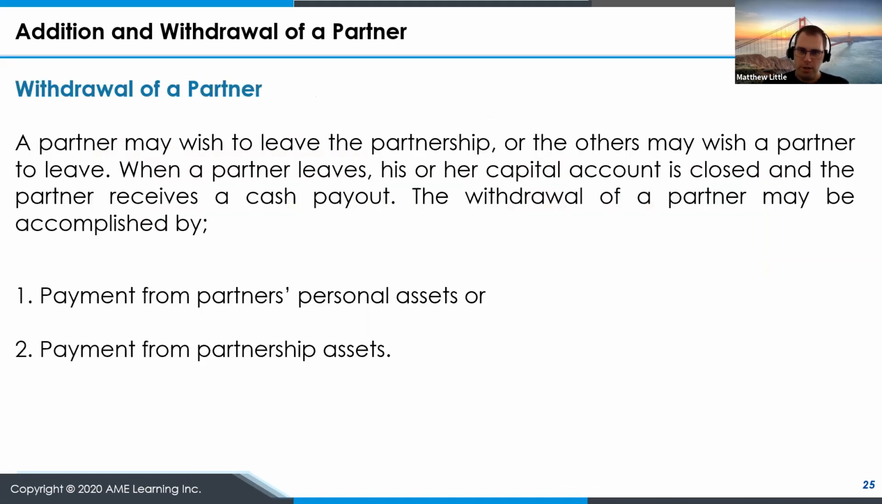All right, another situation we'll go through here is withdrawal of a partner. So sometimes somebody might want to leave the partnership. Okay, when they leave, their capital account is closed and they likely receive a cash payout. And the withdrawal of that partner may be payment from partner's personal assets, so not from the partnership, or it could be from the partnership. And we'll give a couple of examples.